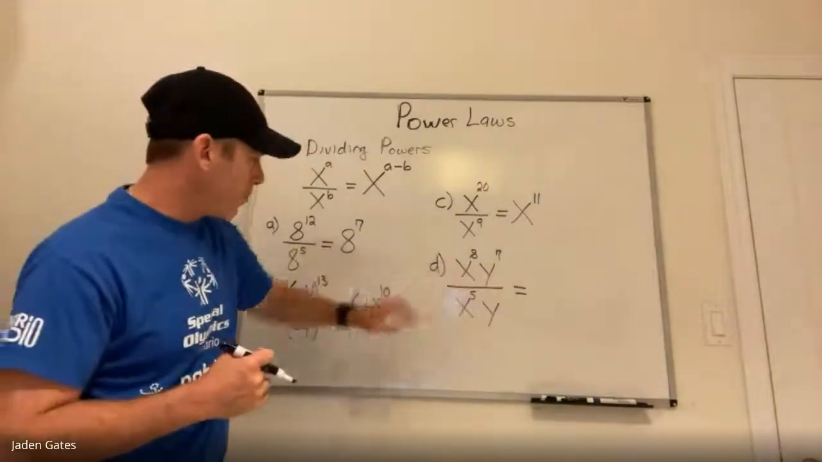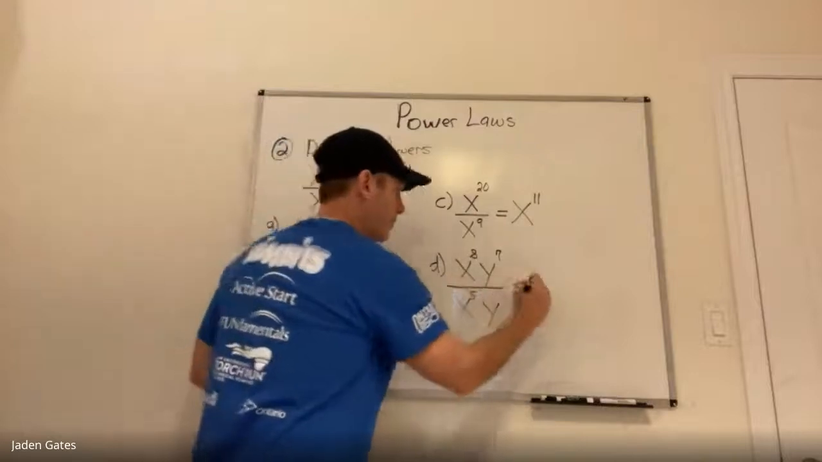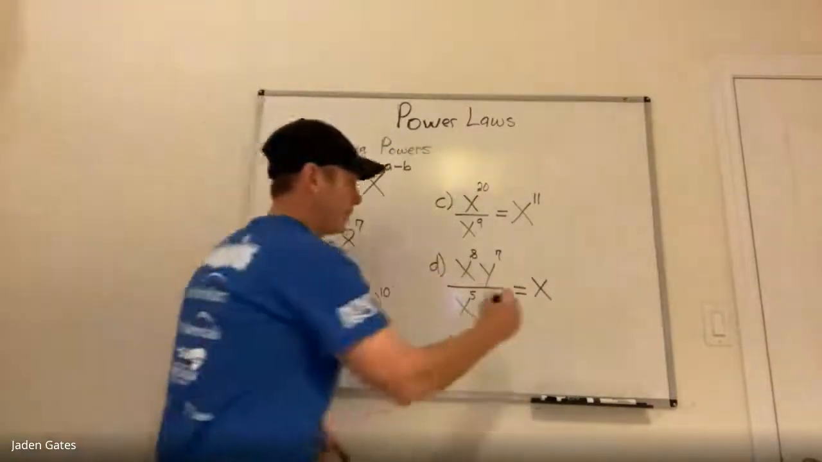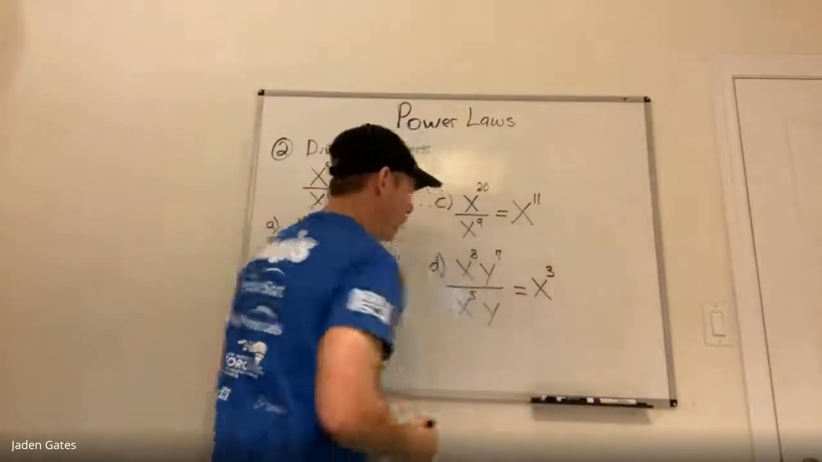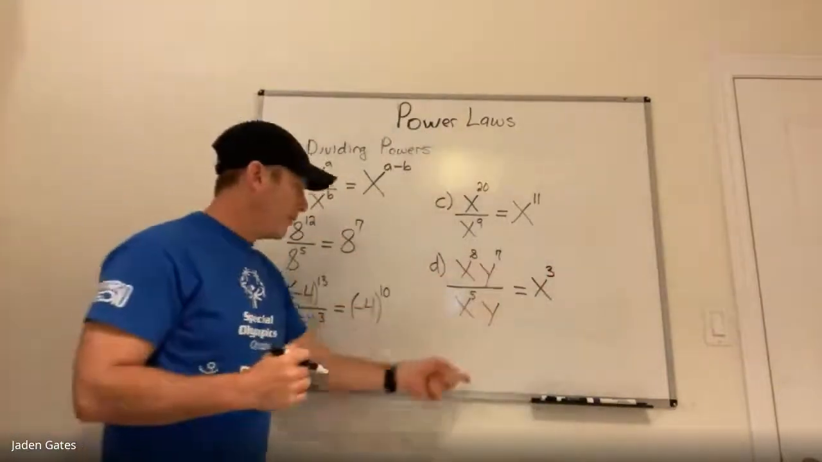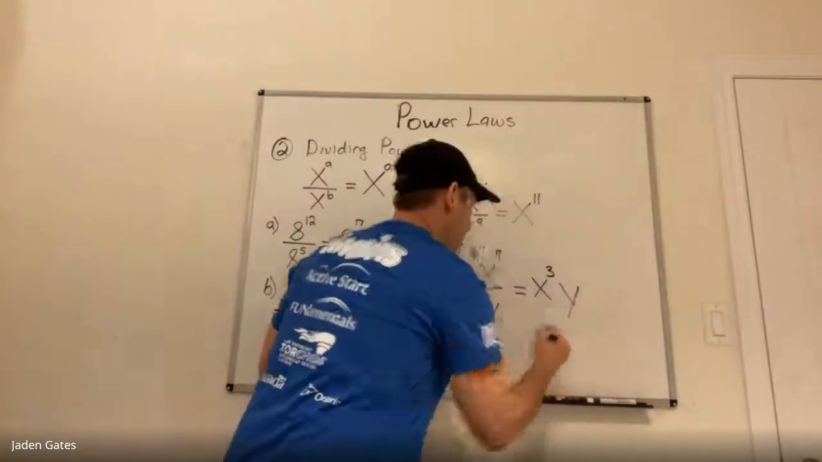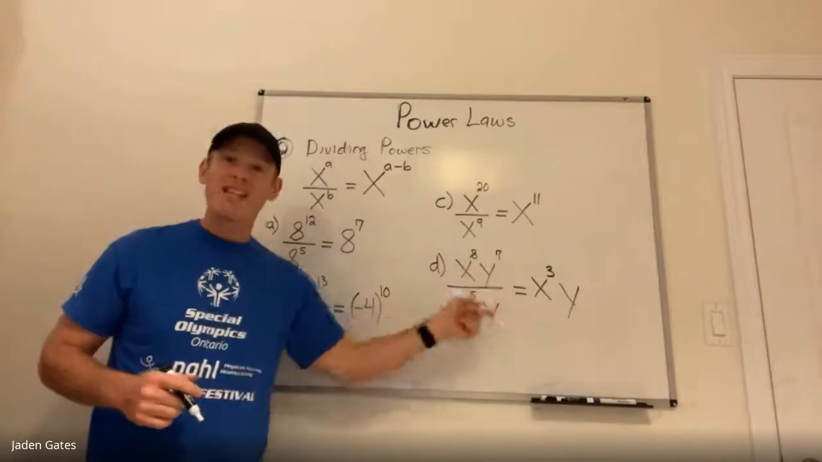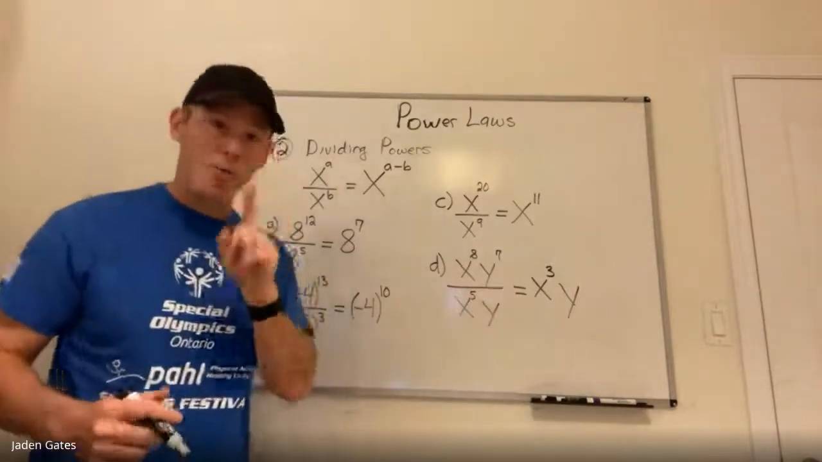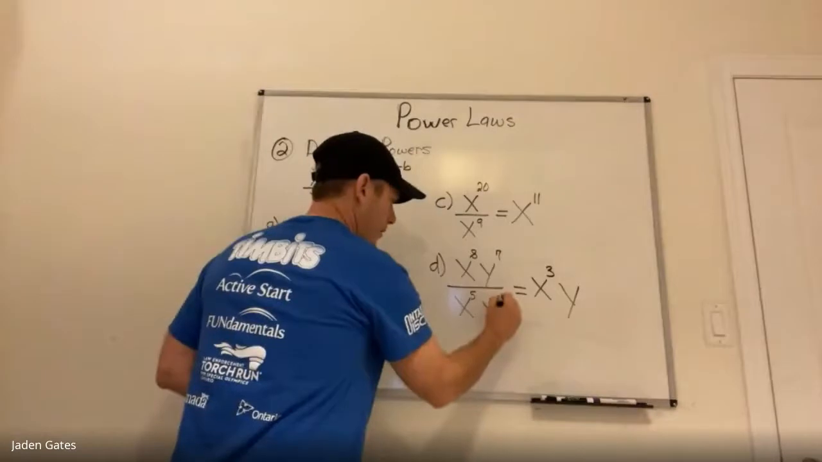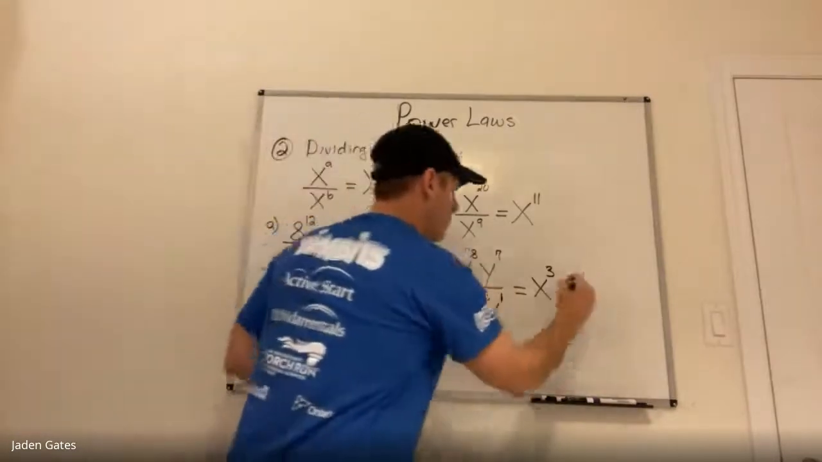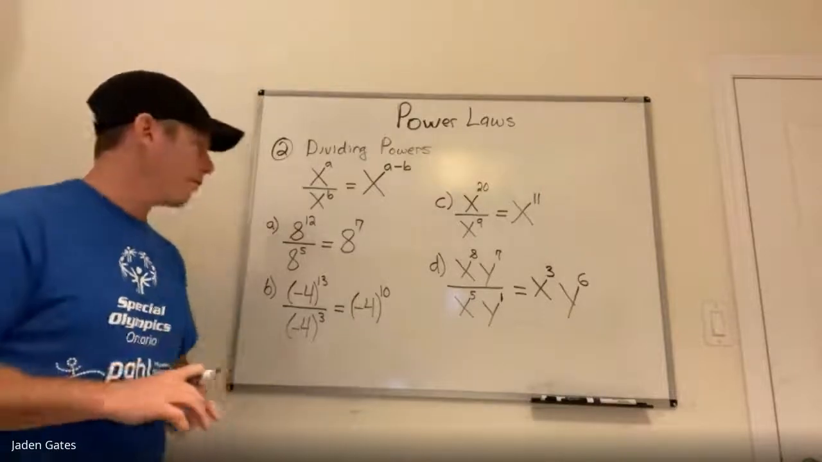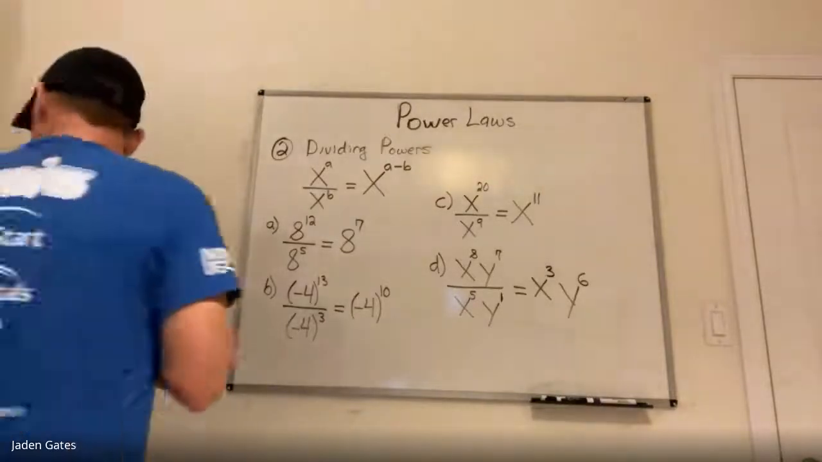All right, so the x part here, again, keep the base the same. So I have the x. 8 minus 5, that's a 3. Now the y parts. Again, keep the base the same. Subtract my exponents. And again, so I have a 7 here. You don't see anything here. It's not a 0. It's a 1. All right, so 7 minus 1. We have x cubed y to the power of 6 is our final answer there. All right, so that's dividing powers.